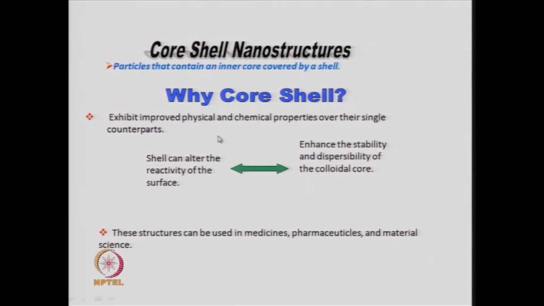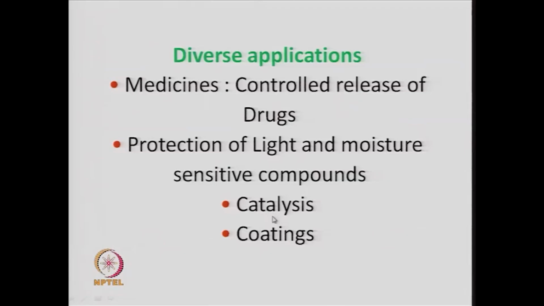For example, if you have a core of a material A and a shell of material B, then the core shell of A and B can give you improved reactivity on the surface, can enhance the stability and dispersibility of the colloidal core, and they can be used in many applications. So, what are these applications?